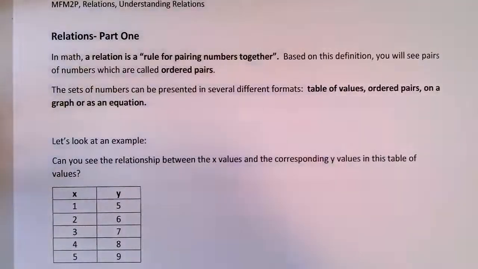Today's lesson is on relations. This is part one of a two-part lesson. So first of all, in math, a relation is a rule for pairing numbers together. Based on this definition, you will see pairs of numbers, which are called ordered pairs. We worked with ordered pairs when we were graphing points on the Cartesian plane.